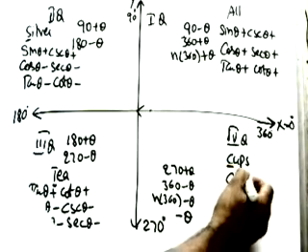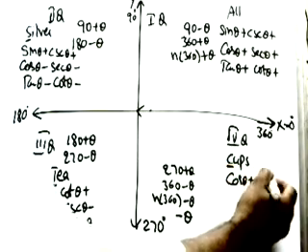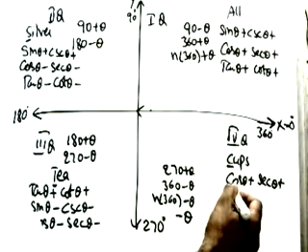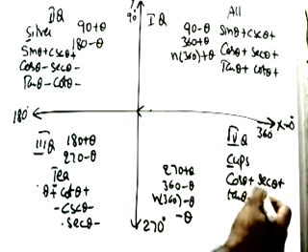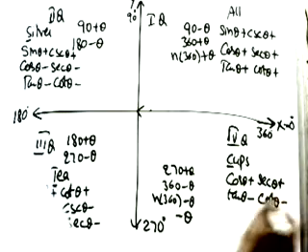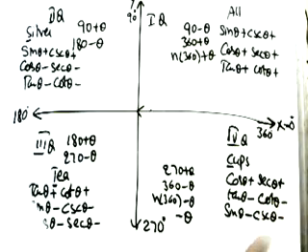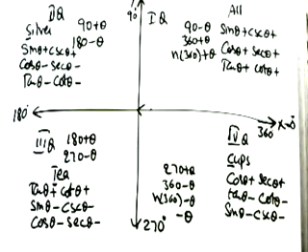Here C stands for cos. So cos theta is positive here and secant theta, its reciprocal, is positive, whereas others are negative. What are the other things? Tan theta negative and cot theta negative, sine theta negative and cosec theta negative. So we must know all these things.